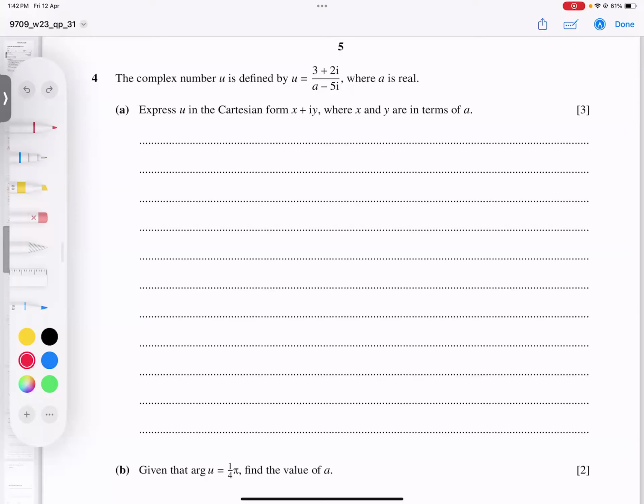And what is the method to do? u equals 3 plus 2i over a minus 5i. So job number one, we have to convert it into this format. Because we have to get rid of the denominator, first of all we can take the conjugate of this one and rationalize. This working is called rationalization.